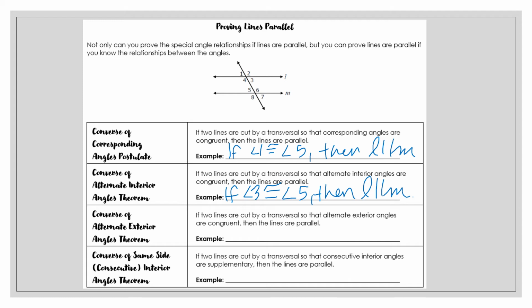So you've got angle 1 and angle 7, or angle 2 and angle 8. So I'm just going to use angle 1. It's congruent to angle 7. Then L is parallel to M.